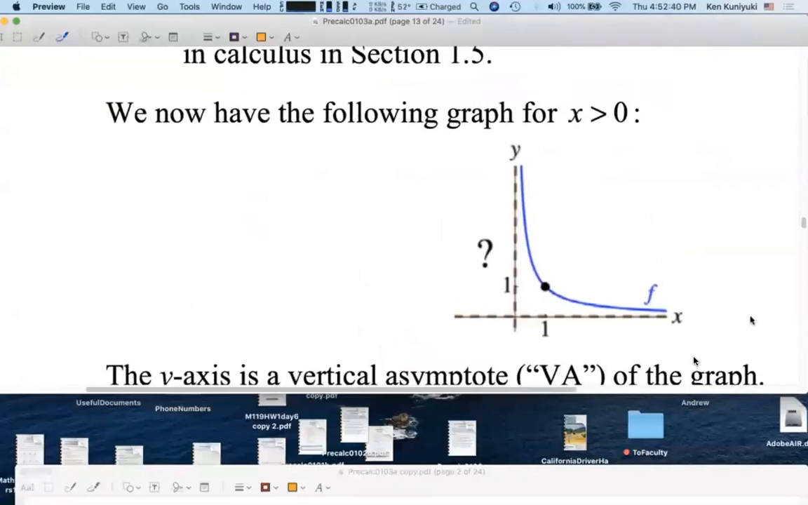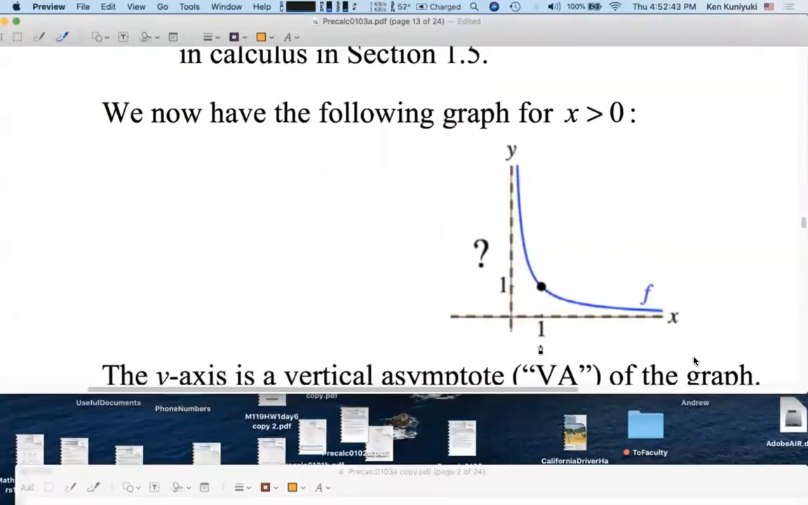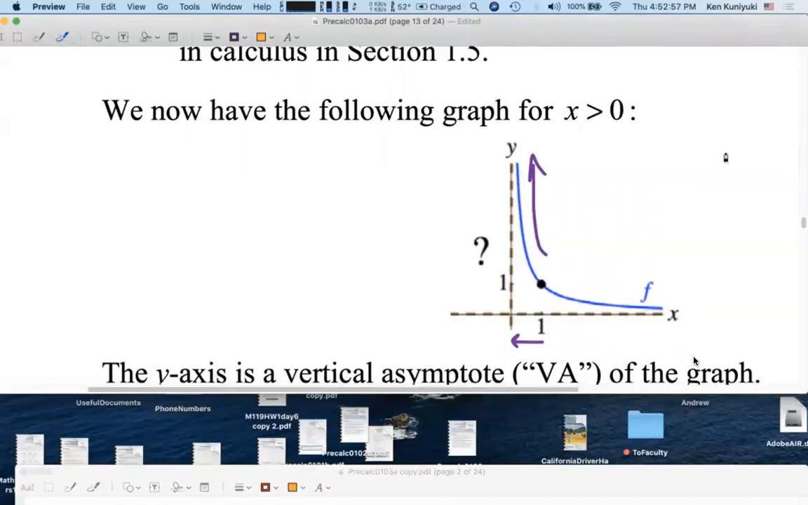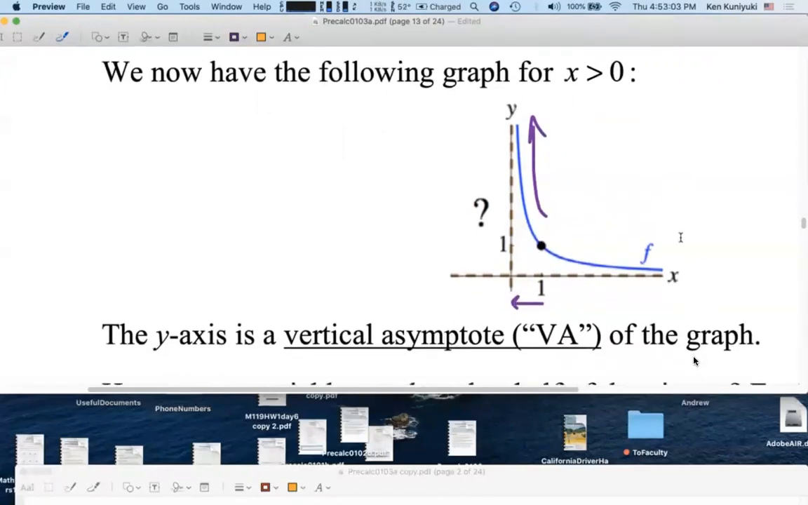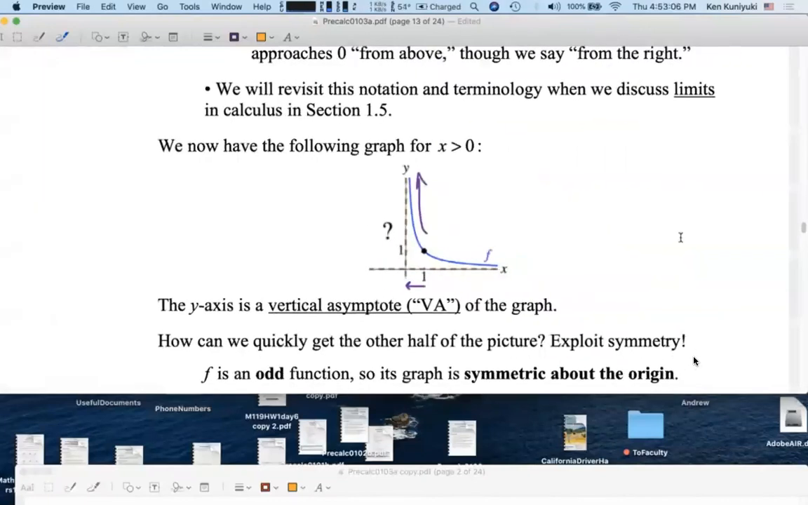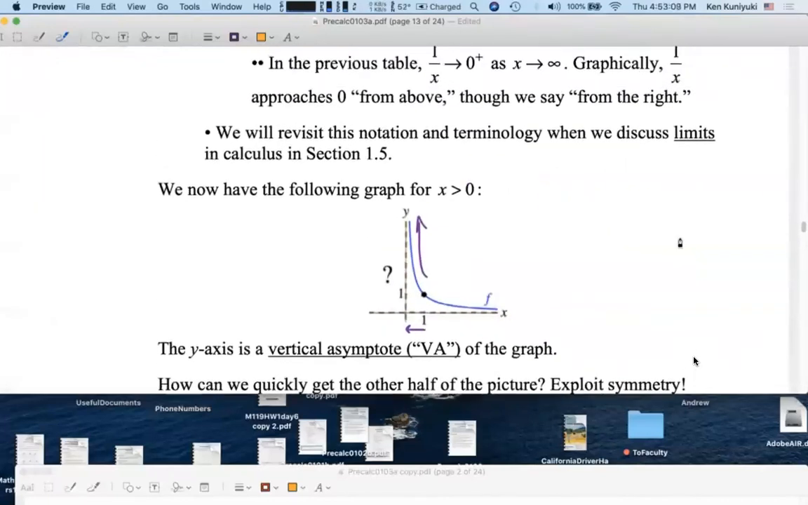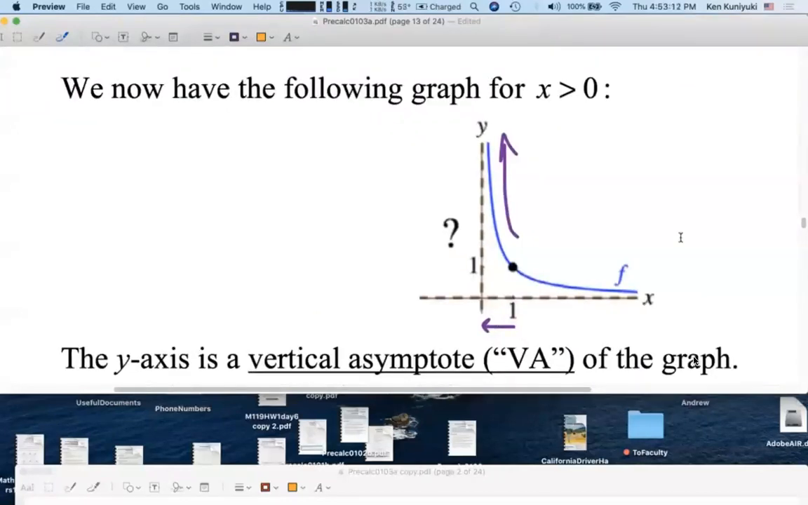So then, you should agree that as we move from x equals 1 towards x equals 0 from the right, the y-coordinates are approaching infinity. And then you might agree that the graph in quadrant 1 looks like this hook here. But it's an infinitely long hook. Now in calculus, you are going to define asymptotes in terms of limits. So again, the y-axis is a vertical asymptote, or VA for the graph, because the function values themselves are approaching infinity as x approaches a number from the right or the left.